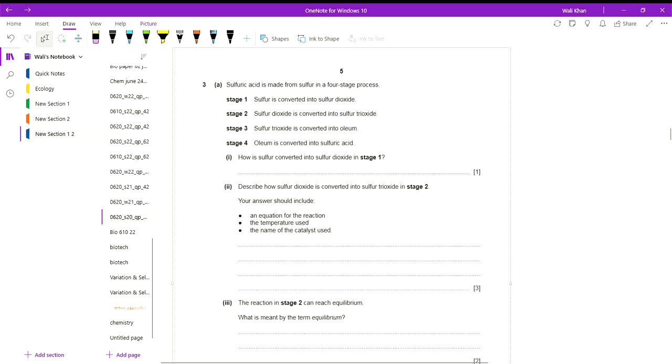Sulfuric acid is made from sulfur in a four-stage process. Sulfur is converted into sulfur dioxide. Sulfur dioxide is converted into sulfur trioxide. Sulfur trioxide is converted into oleum. Oleum is converted into sulfuric acid. How is sulfur converted into sulfur dioxide in stage 1? So what will the first step be, in stage 1? Sulfur is reacted with the air, or heated in the air.